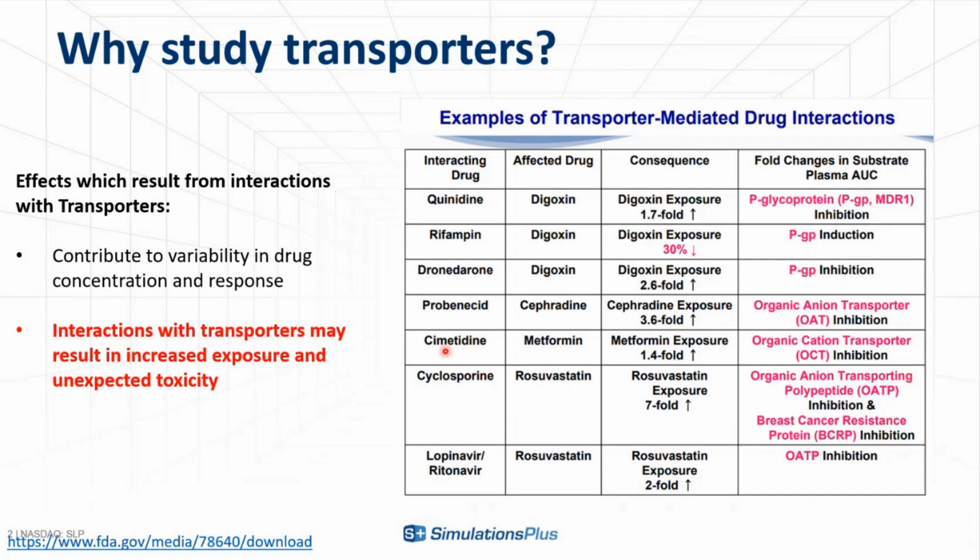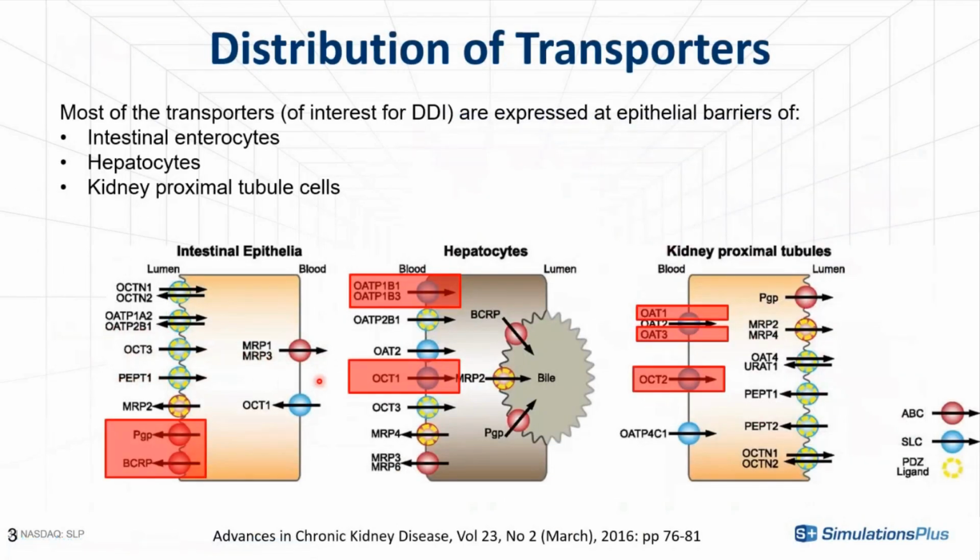So the interaction with transporters can result in increased exposure in some cases, and in other cases, in decreased exposure to a compound. In the case of increased exposure, you may see some increased toxicity, and in the case of decreased exposure, it just may be lesser efficacy of the compound under study. So for these reasons, it's very important that we get a good handle on these transporters and see if we can model them appropriately.